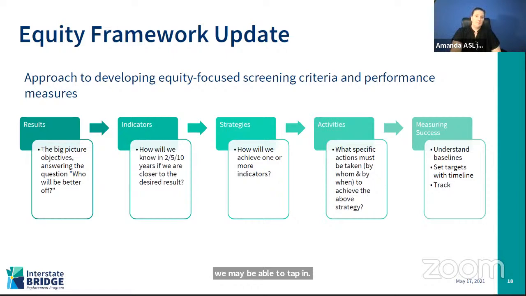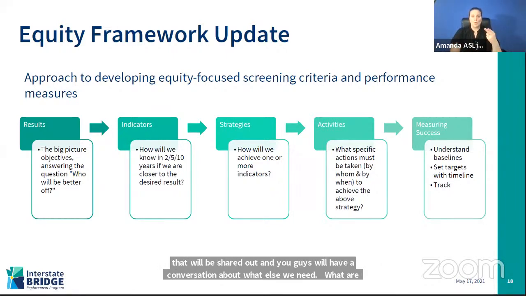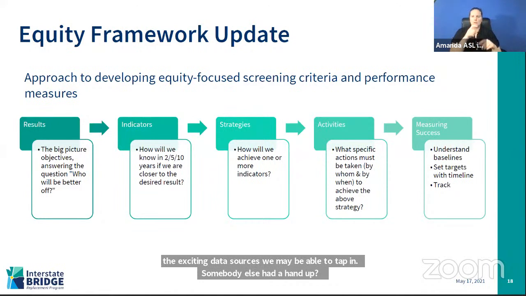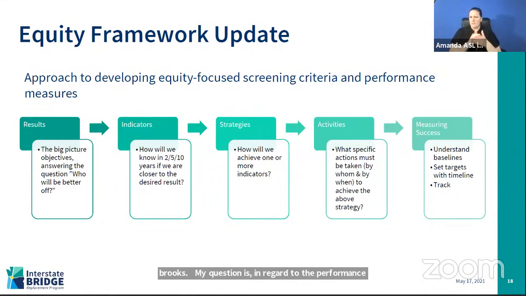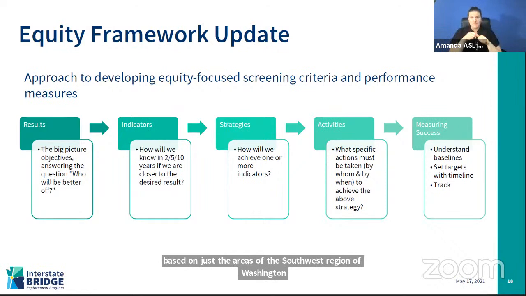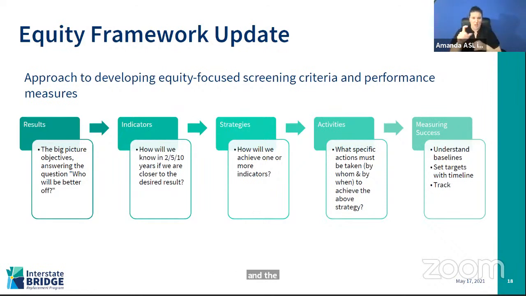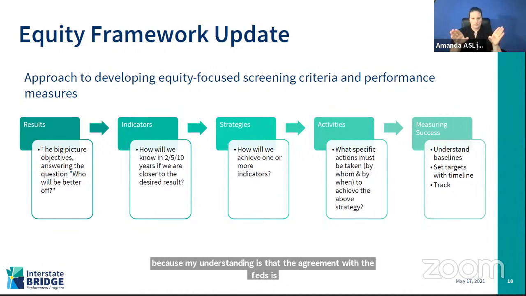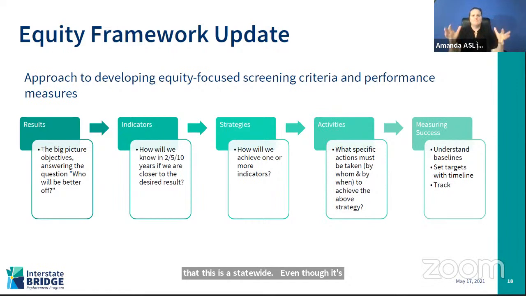Yes, this is Yolanda Birch with WashDOT. My question is, in regards to the performance measures, are the performance measures going to be based on just the areas of the Southwest region of Washington and the Portland area, or statewide? Because my understanding is that the agreement with the feds is that this is statewide, even though it's focused on the bridges in a specific area, it's supposed to encompass the entire state, or both states. So are we going to have two different measures?